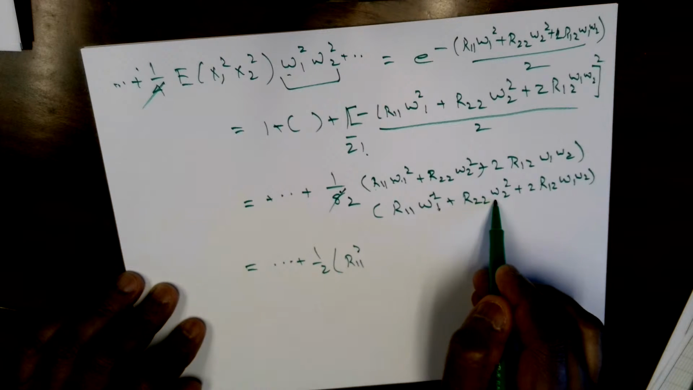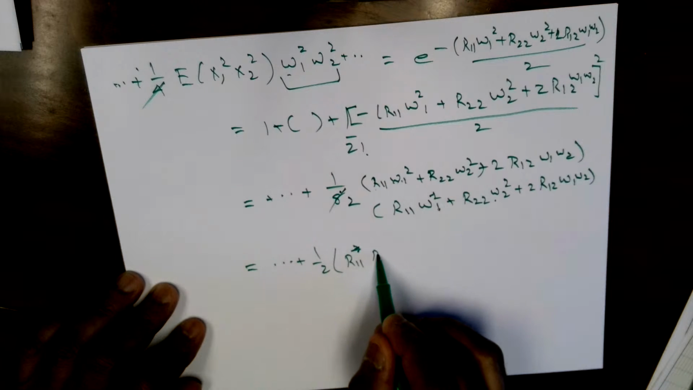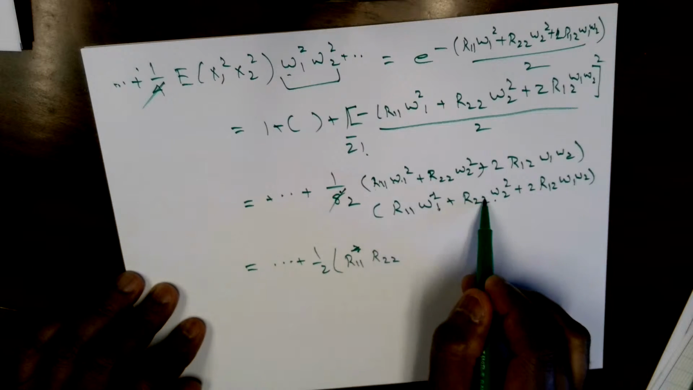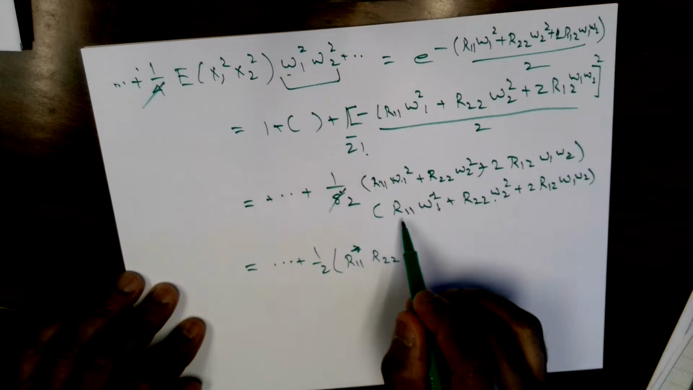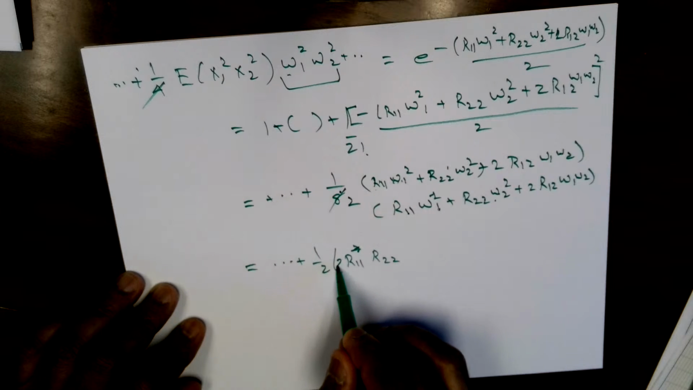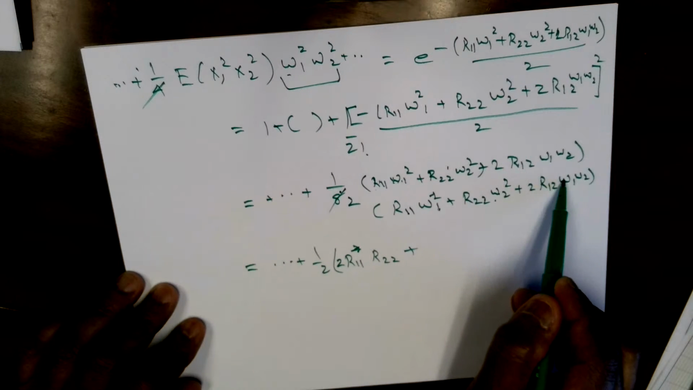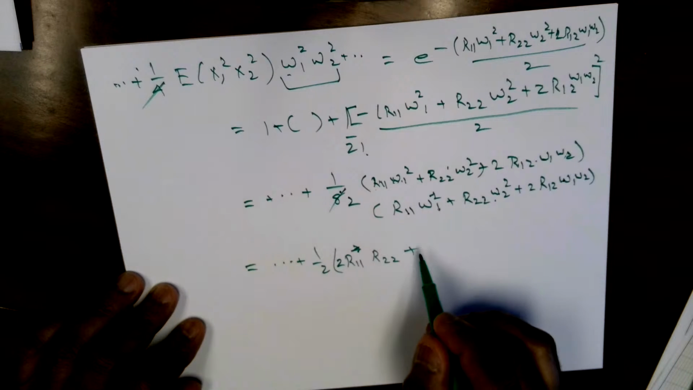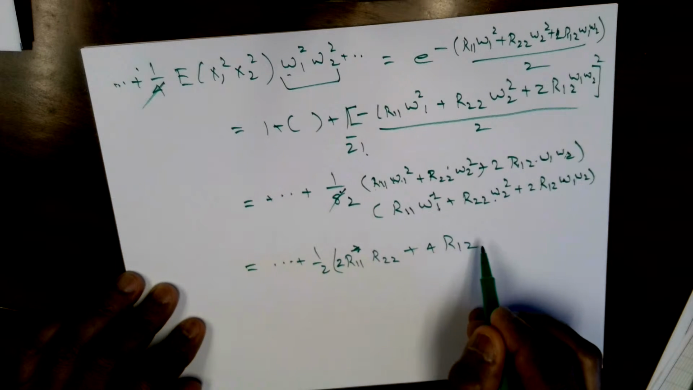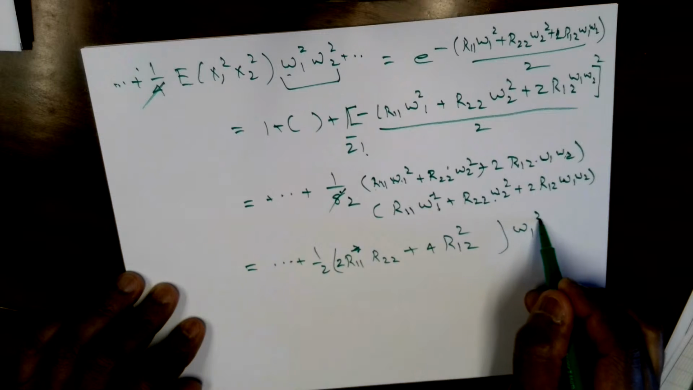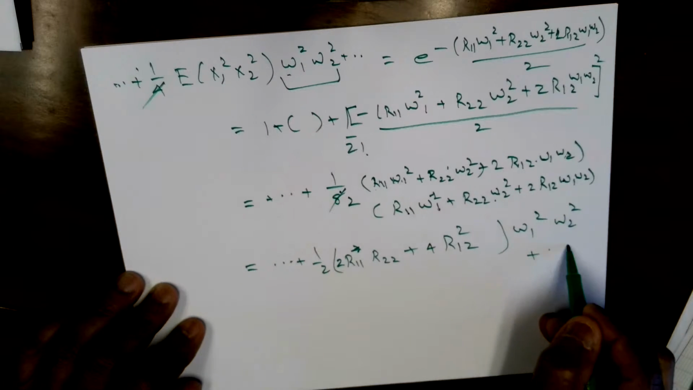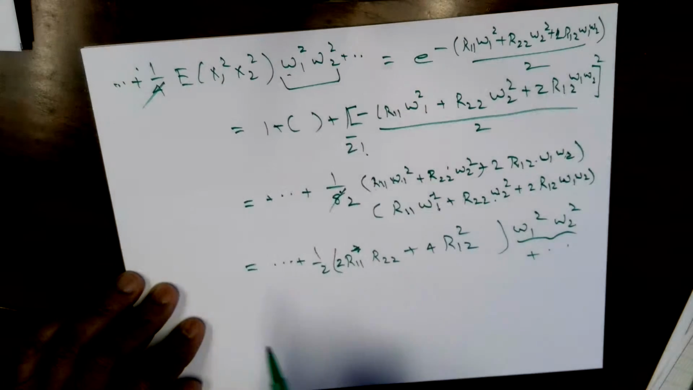This multiplied by this, I get r11 r22, here to here, omega 1 squared, omega 2 squared, and here to here. So this comes 2 times, plus this multiplied by this, so it gives you omega 1 squared. So that's 4 r12 squared omega 1 squared omega 2 squared. There are no other terms which will produce this. So the answer is clear.